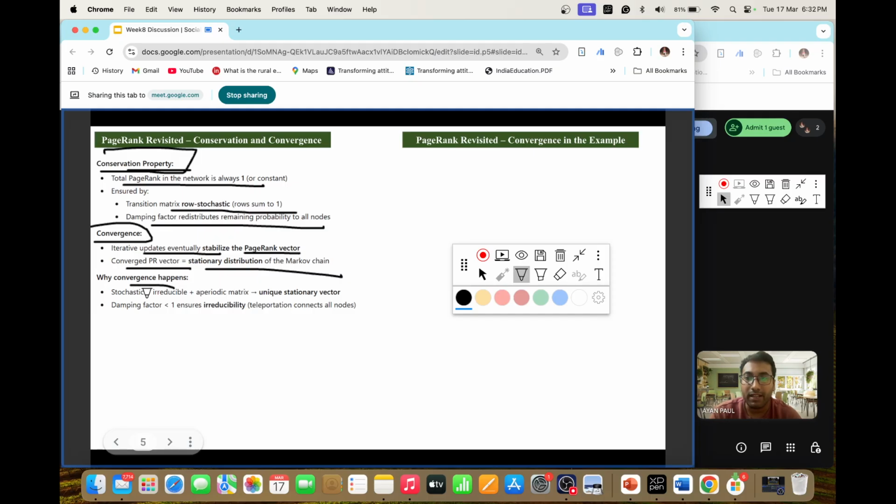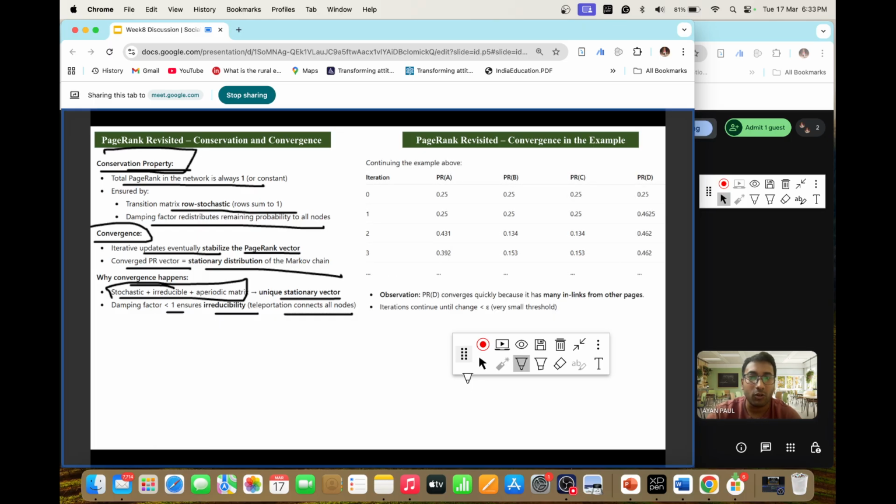Why does convergence happen? Because these three properties are important, and this question might also be asked. It is stochastic, meaning rows sum to 1, it is irreducible, and it is an aperiodic matrix, giving a unique stationary vector. The damping factor is usually less than 1, which ensures irreducibility. Teleportation connects all the nodes. So this is an example.